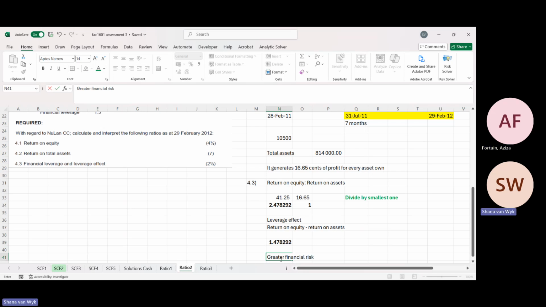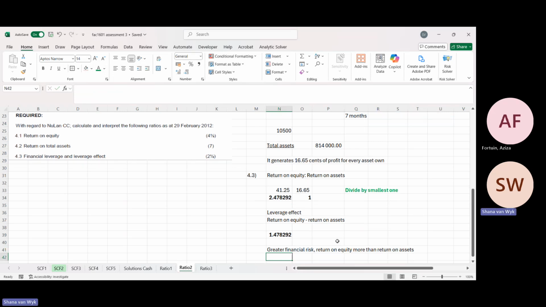So, Aziza, did you look now at the leverage effect or the financial leverage? This one. So, since the return on equity is more than the return on assets, there's a greater financial risk. Yes. Okay. Perfect. And then the last one.